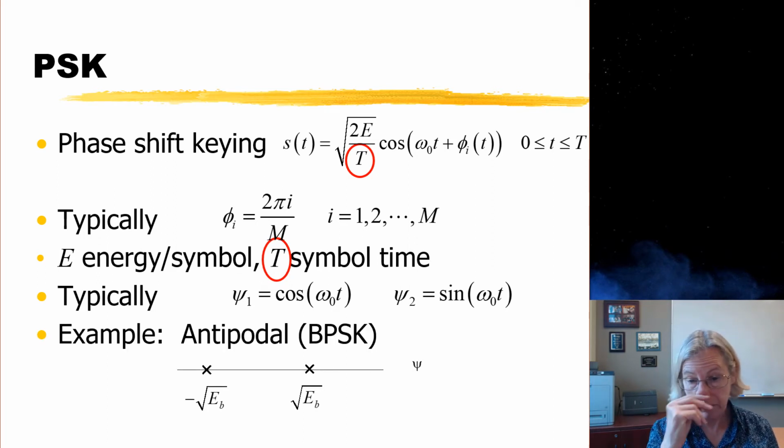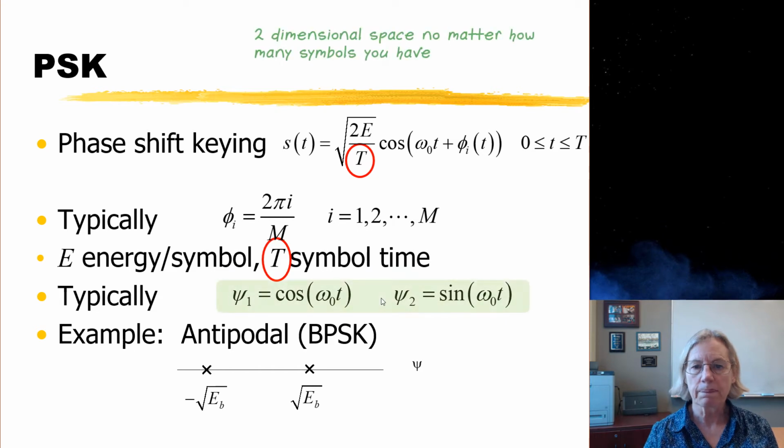An example of that would be what we saw previously in Chapter 3, which is the antipodal signaling or binary phase shift keying, because of course, when we have positive, it's like phase zero, and when we have negative, it's like being out of phase by pi. And these are typical basis vectors for phase shift keying. So you'll notice that although this is general for any size M, no matter how many symbols I have, the signal space representation of phase shift keying is always two-dimensional.